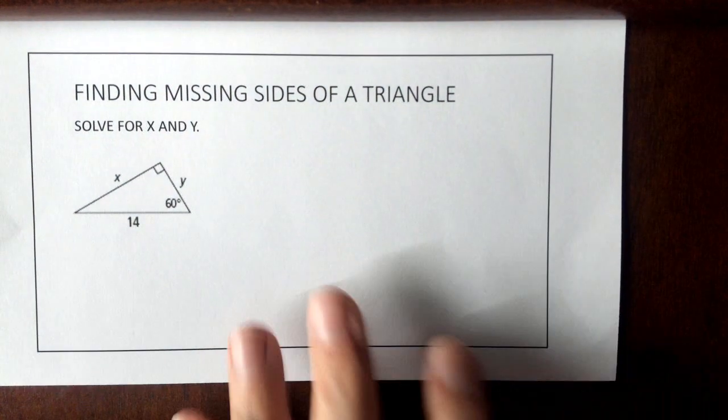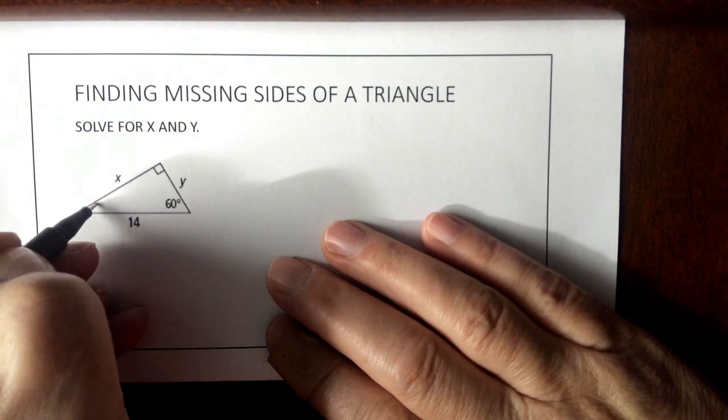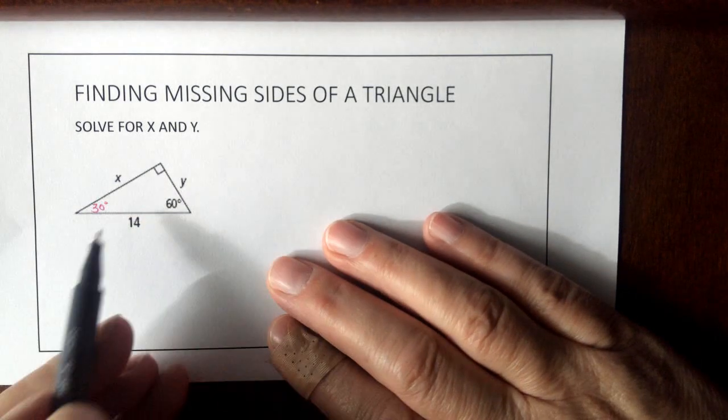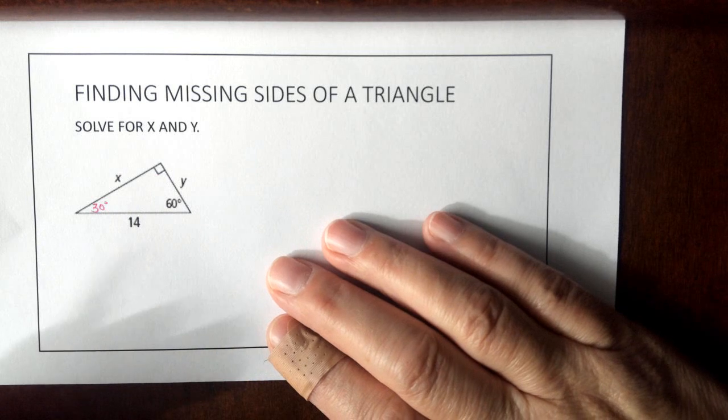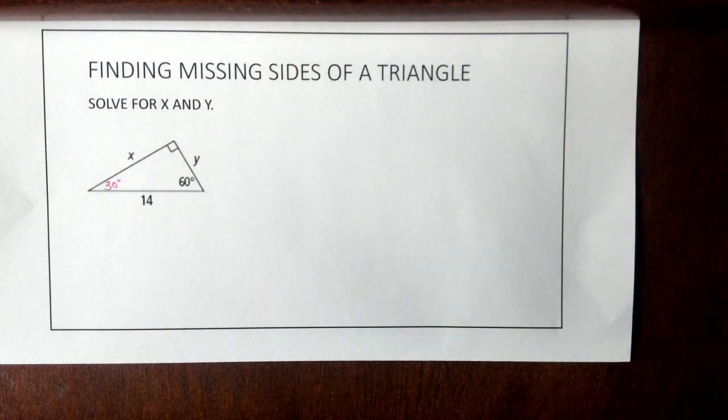So on this next one, we have a 90-degree angle and a 60-degree angle labeled, which means the other angle has to be 30, because 30 plus 60 plus 90 equals 180. So I see this triangle on a standardized test, and I say, oh, that's a special case. That 30, 60, 90 is the one that Miss Rice said we had to have memorized.